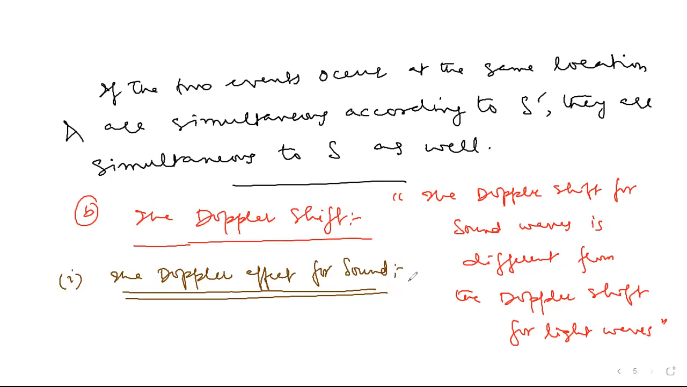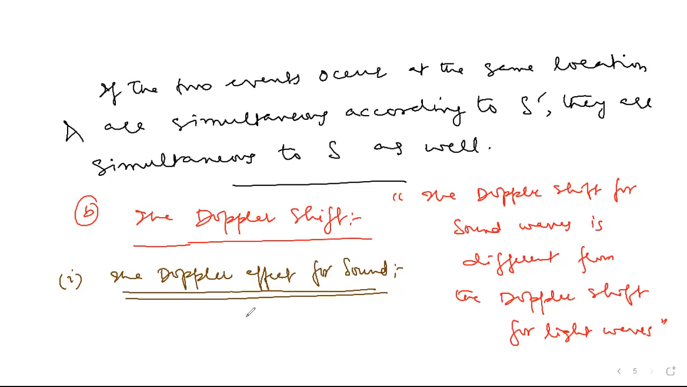So this effect in the frequency due to the motion between the source of sound and the observer of sound, or source or listener of sound, this effect of change in frequency due to that relative motion is called Doppler effect for sound. I will write the general expression. It has many cases. You have done it in your class 11th.